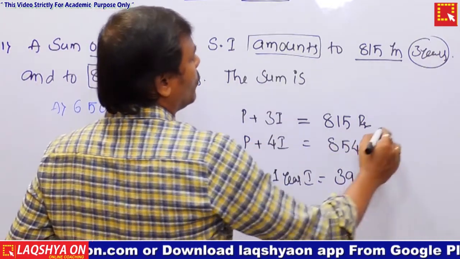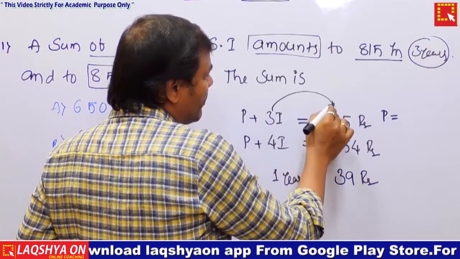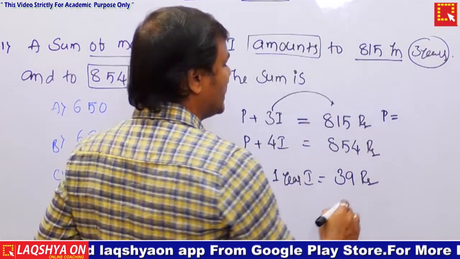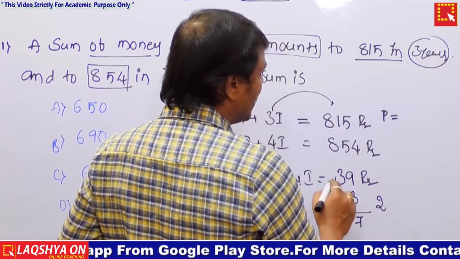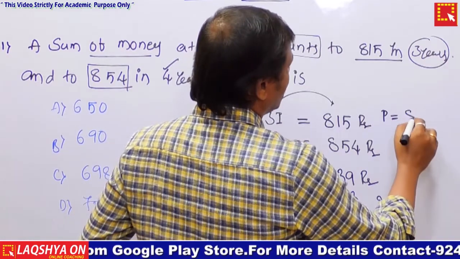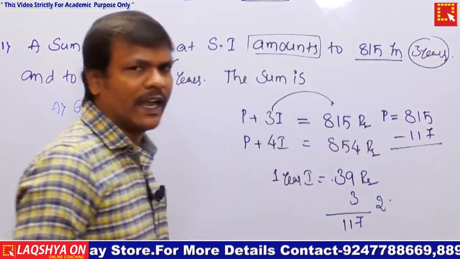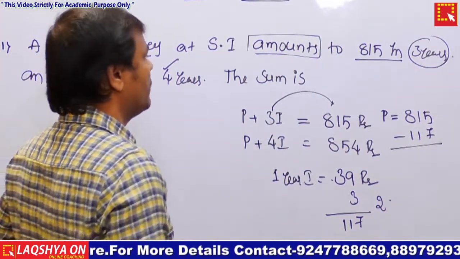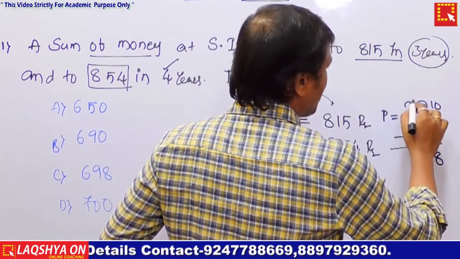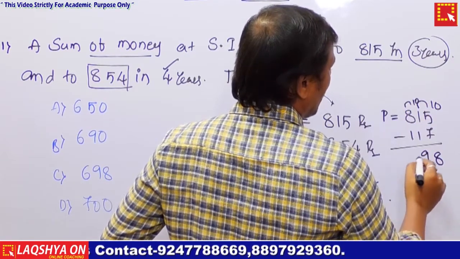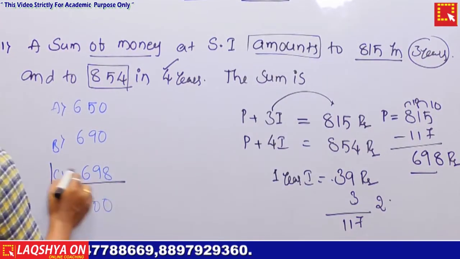Then, if we remove the 3 years of interest from 815, we get the principal money. So what is the 3 years of interest? 3 9s are 27, 3 3s are 9 plus 2, that is 117. So 815 minus 117 gives the principal. That is 698 rupees. So 698 rupees is the principal.